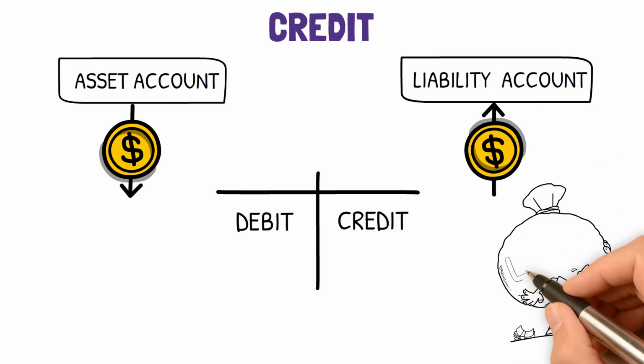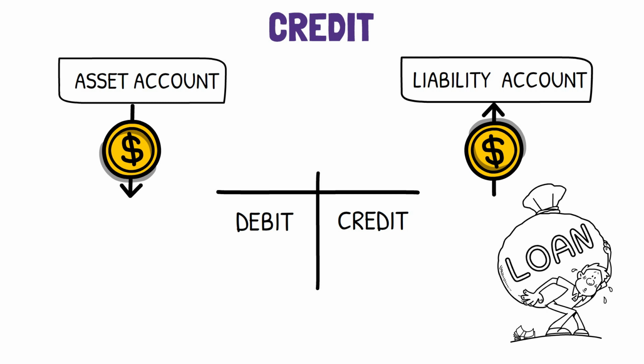For example, when a business borrows money from a bank, the liability account for the loan increases, and the cash account increases. This transaction is recorded as a credit to the loan account and a debit to the cash account.